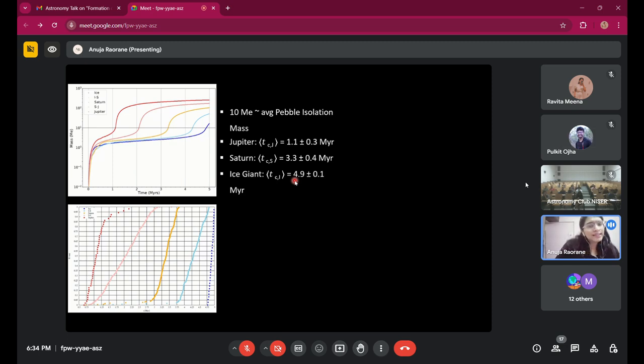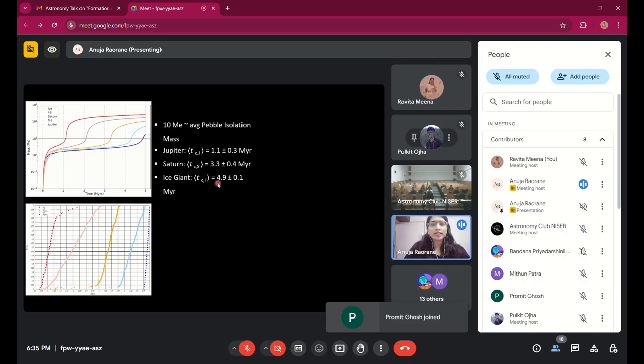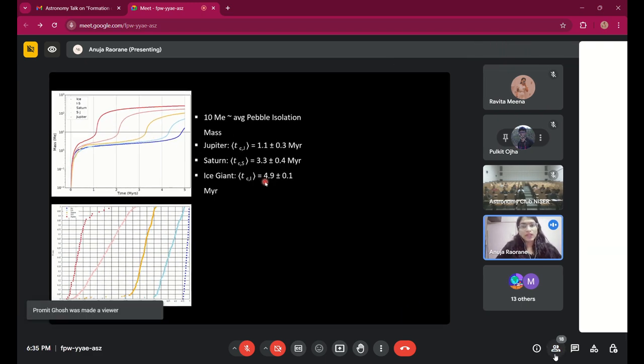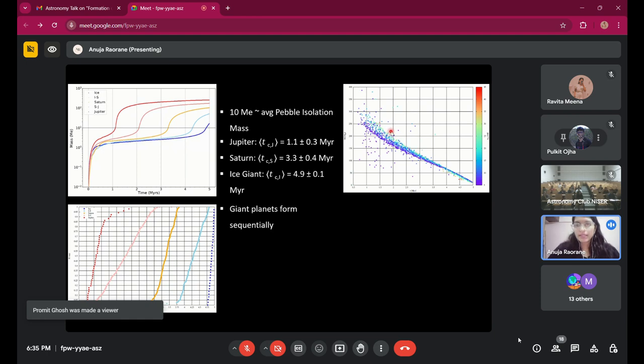So what this suggests is that our gas giants in the solar system form sequentially. At first thought this might seem intuitive, but surprisingly there was no study before that actually showed that our gas giants in the outer solar system form sequentially. This graph that you can see basically shows that. The x-axis is the time at which our 10 Earth mass core was forming, and the y-axis is the final mass reached by that particular core.